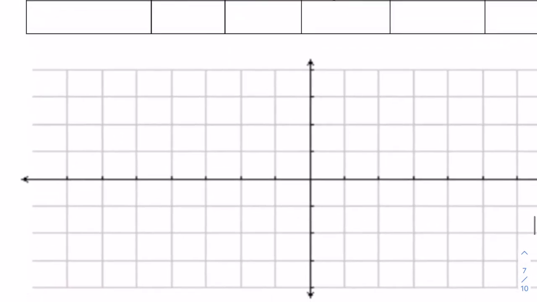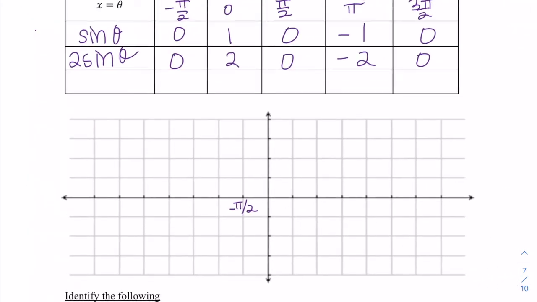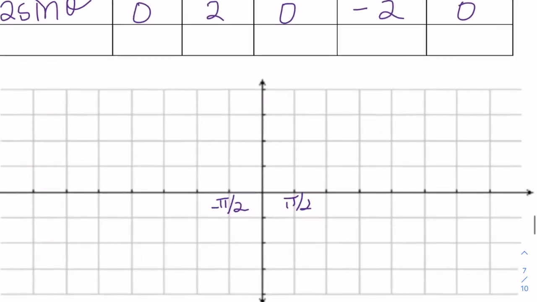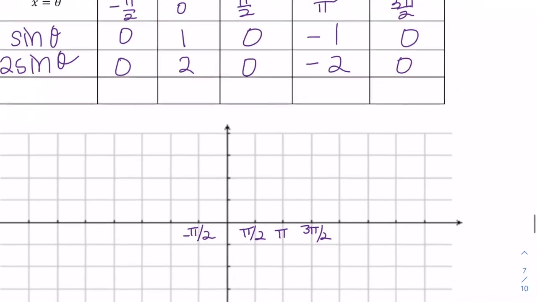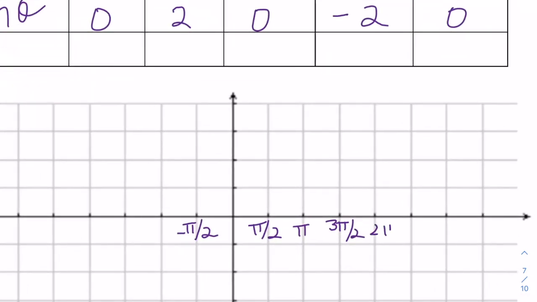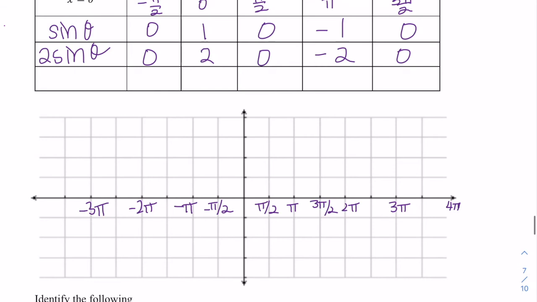And I'm going to label all these points here, just the first few. This is going to be in increments of pi over 2. So this is pi over 2. This is pi, 3 pi over 2. We can just say 2 pi. And you can keep going here, 3 pi, there's 4 pi. Negative pi here, negative 2 pi, negative 3 pi, and negative 4 pi.